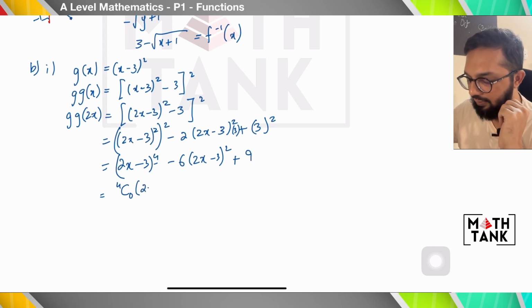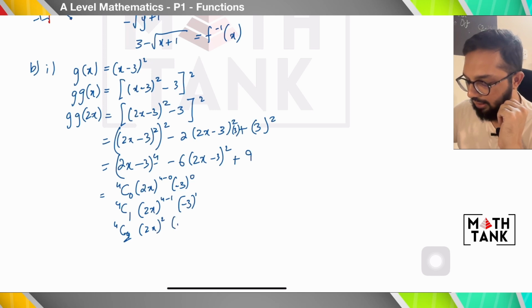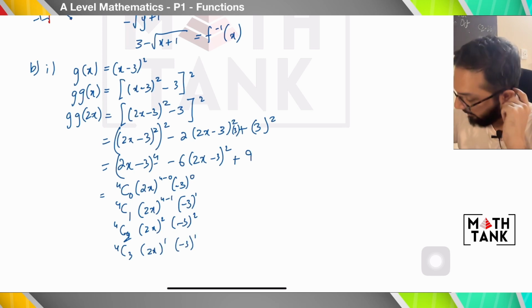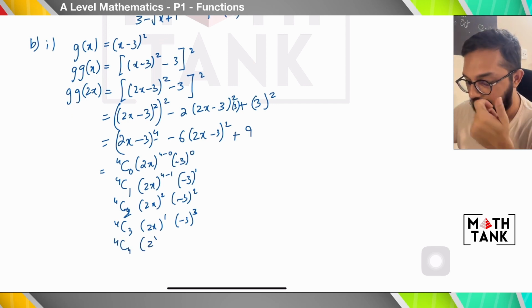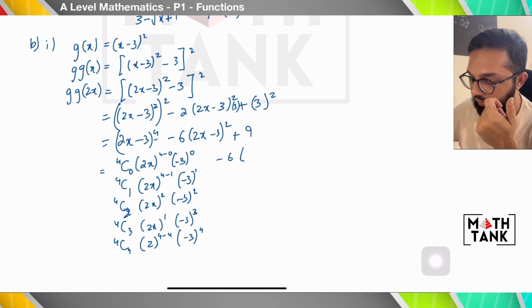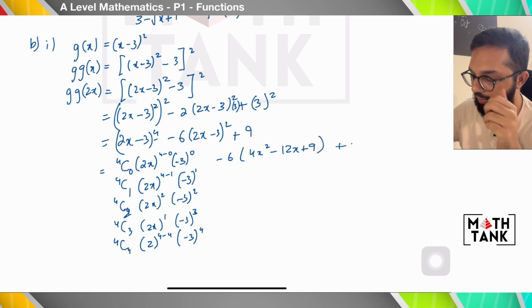So I'm going to say 4c0 (2x)^4 minus 0 minus 3^0, 4c1 (2x)^(4 minus 1) minus 3^1, 4c2 (2x)^2 minus 3^2, 4c3 (2x)^1 minus 3^3, sorry, 4c4 (2x)^(4 minus 4) and minus 3^4. Then there's minus 6 into, if I open this up, it's going to be 4x squared minus 12x plus 9, a squared plus 2ab plus b squared, and there's a 9 outside.